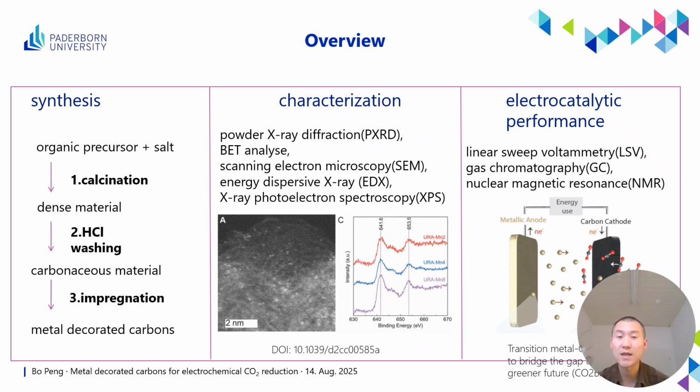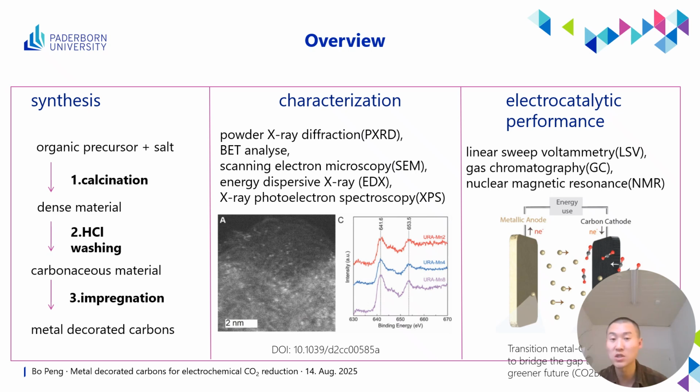Then I'd like to show you my plan of my master thesis. I'd like to divide it into three parts. First, synthesis. What we need to do is calcination, then we must use acid to wash it, and then impregnation. After that, we may do another calcination and acid washing. So the steps are calcination, acid washing, and impregnation.